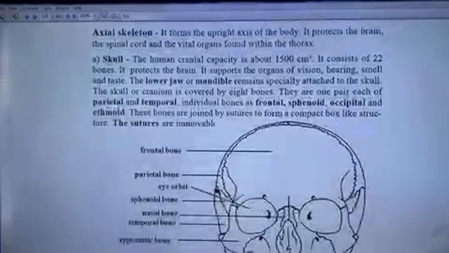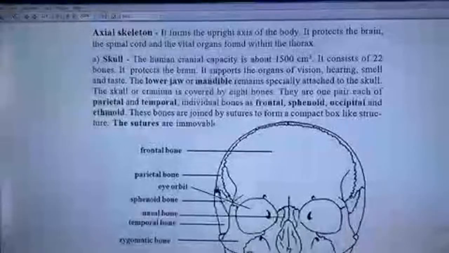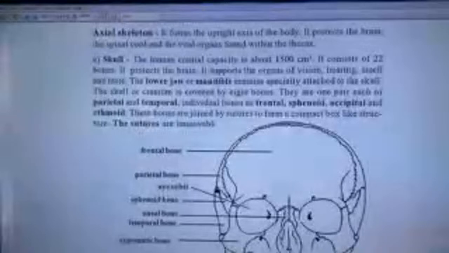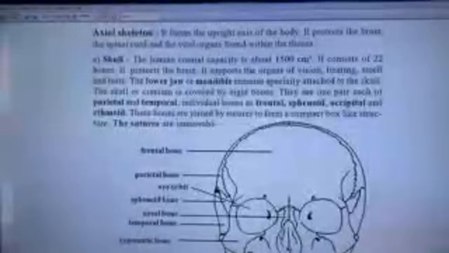Axial skeleton. It forms the upright axis of the body. It protects the brain, the spinal cord, and the vital organs found within the thorax. Skull. The human cranial capacity is about 1500 cubic centimeters. It consists of 22 bones. It protects the brain. It supports the organs of vision, hearing, smell, and taste.